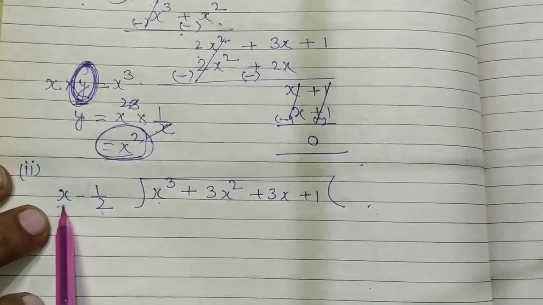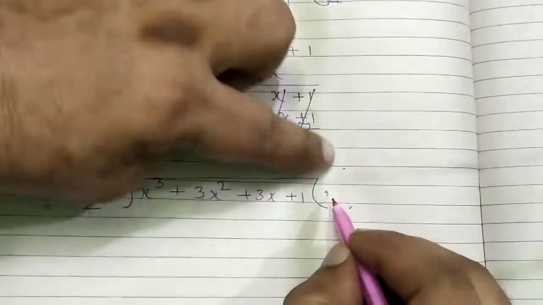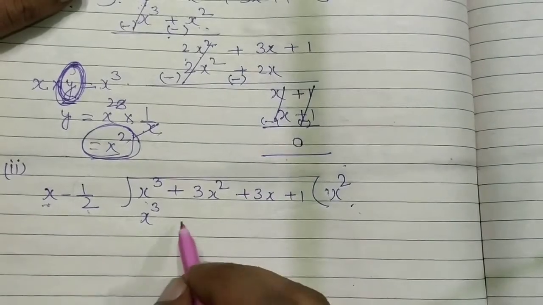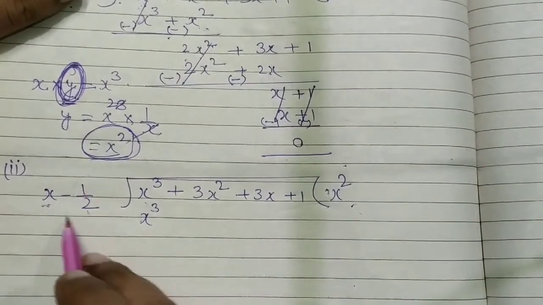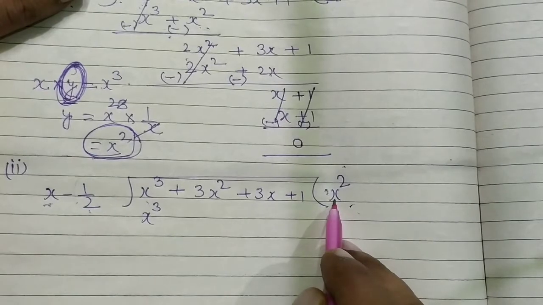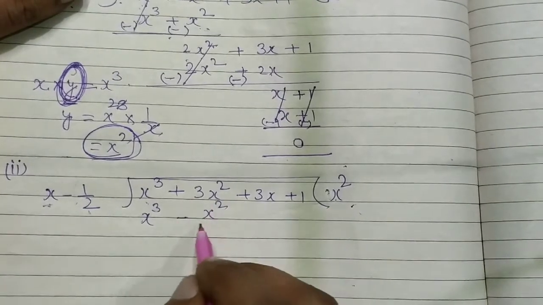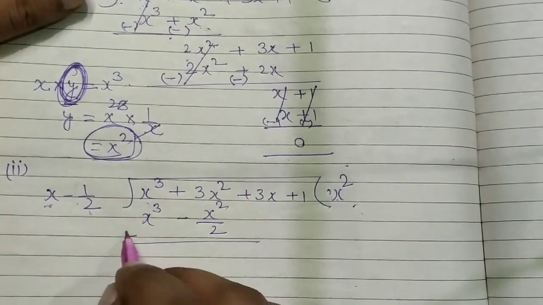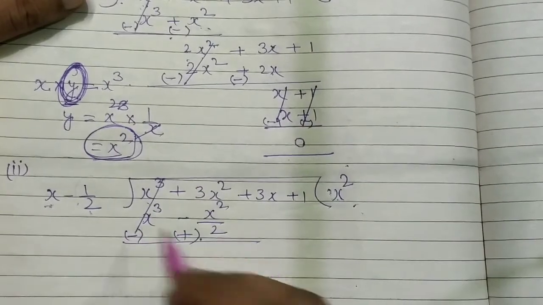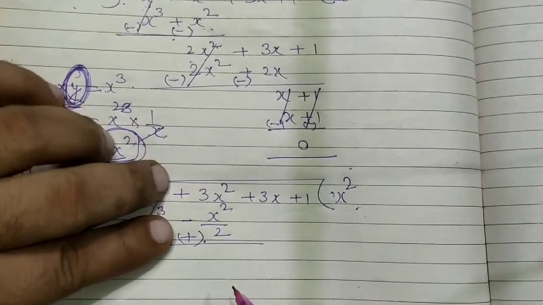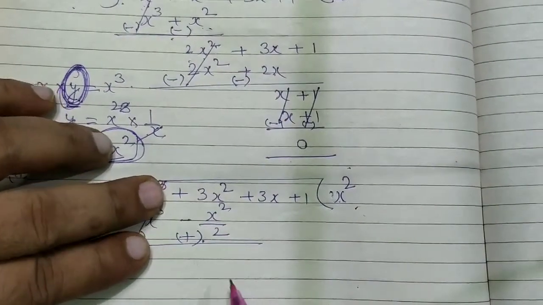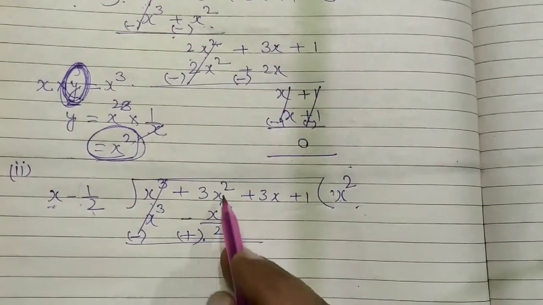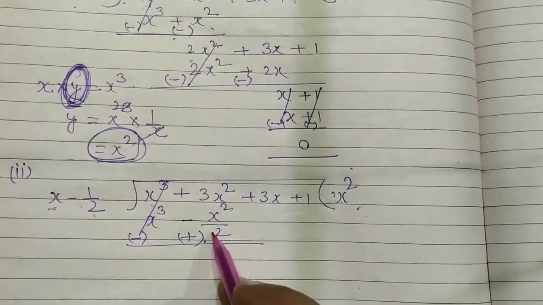Okay, now this is x, so x into x square, we get x cube. We got it. But the thing is that minus half, so minus half when we multiply by this we get minus x square upon 2. Okay, now we're gonna change the signs of both of them so that they may be cancelled and subtracted. But here the signs are positive, both signs are equal, so they will be added. Okay, now I must solve this thing so that you get the solution of this.